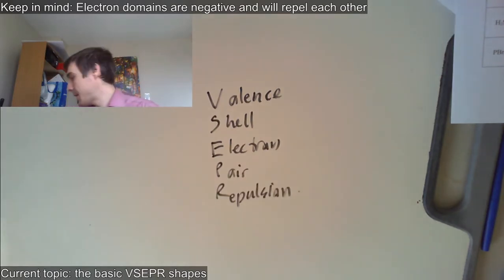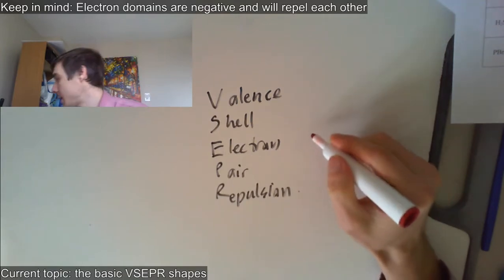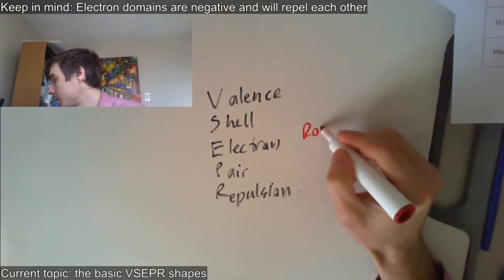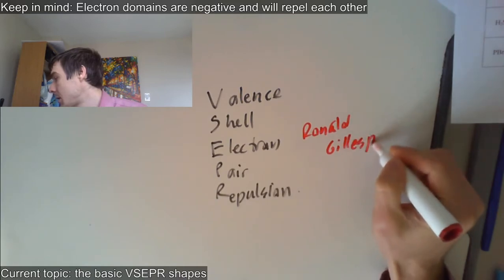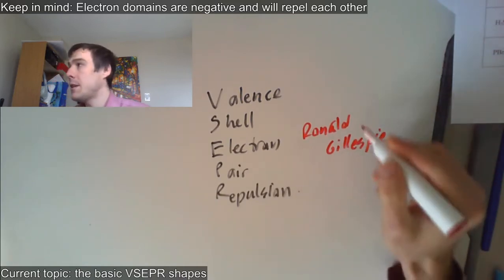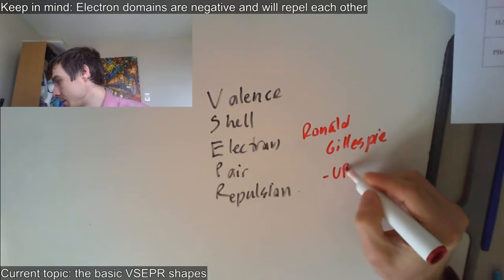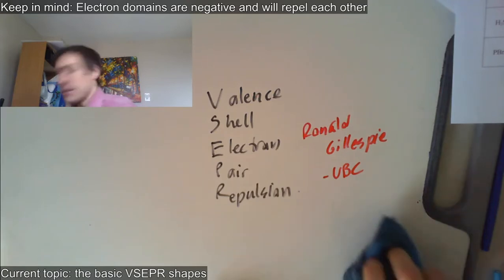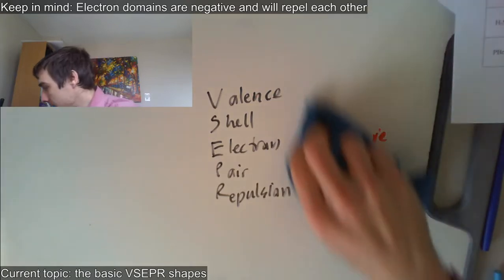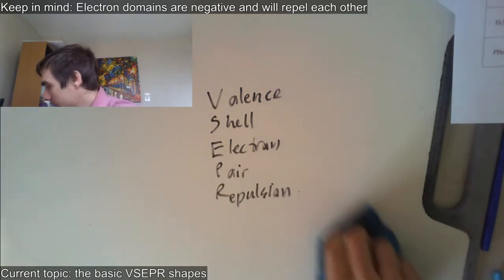Interesting fact about VSEPR, it was created by Ronald Gillespie. He's a researcher at UBC. He's still there, still actively working on molecular shapes. I believe he's like 94 years old now, but he's still researching chemistry, which I think is really cool. So it's a Canadian theory for shapes.